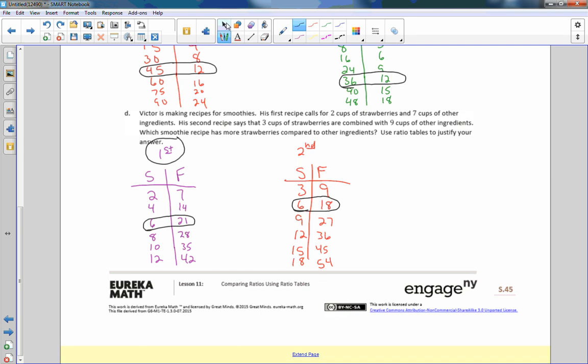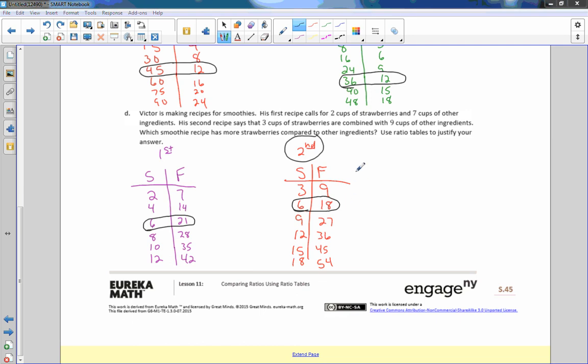No, I'm sorry. I said that wrong. It is the second one. More strawberries compared to the other ingredients. If I have 6 strawberries, I have 18 other fruits. If I have 6 strawberries, I have 21 other fruits, which is more fruit than this one. So the ratio of strawberries to other ingredients is higher in this second recipe.